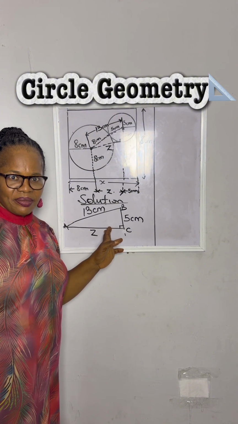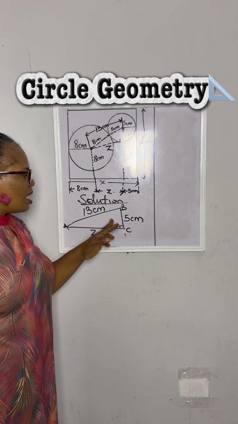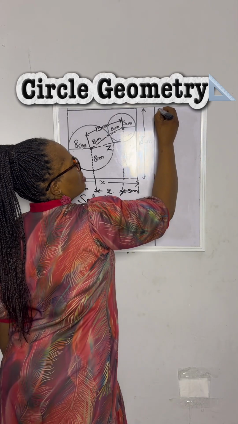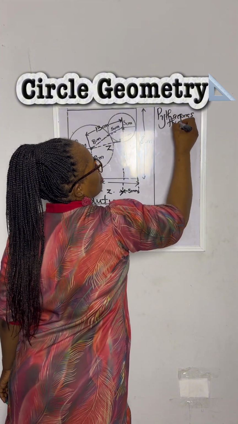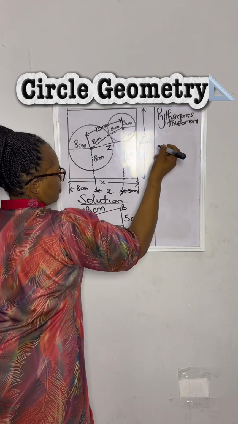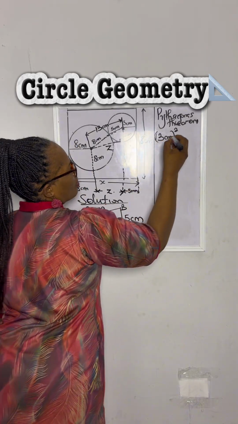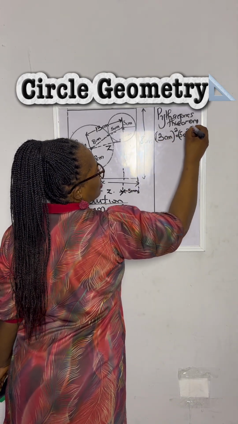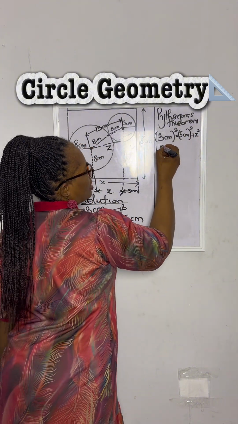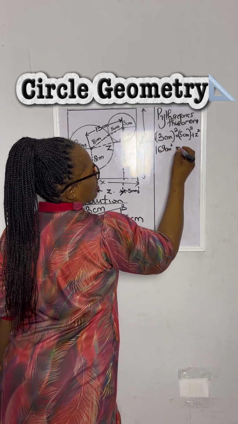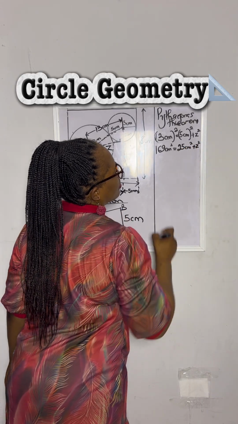Did you say Pythagoras theorem? You're absolutely correct. Now, 13 centimeters is the hypotenuse side, and these are the two opposite sides. So using the Pythagoras theorem, I will say 13 centimeters squared equals to 5 centimeters squared plus Z squared. So this will give me 169 centimeters squared equals to 25 centimeters squared plus Z squared.